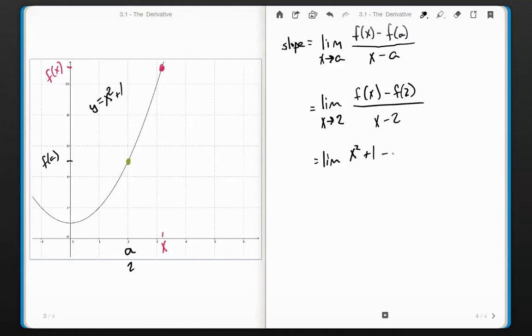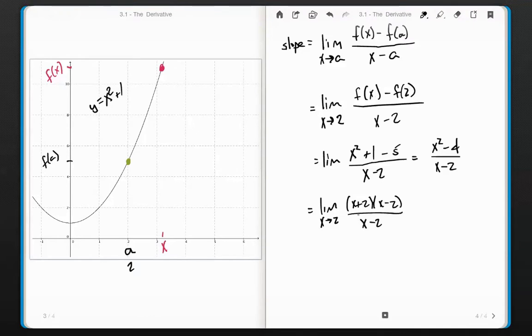Minus f of 2 is 5, actually, right? Because if we go to 2, 2 squared plus 1 is 5. All over x minus 2. So if I simplify this, this becomes x squared minus 4 over x minus 2. Now this is starting to look familiar. So it equals the limit as x approaches 2 of x plus 2, x minus 2, all over x minus 2. And as usual, when we do these limits, if we are careful with our algebra, the problem goes away.